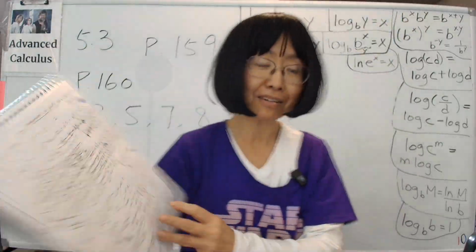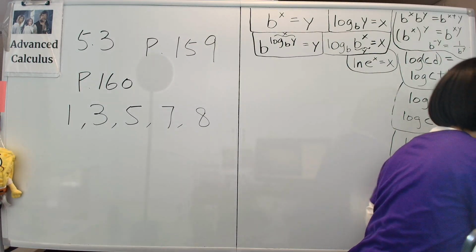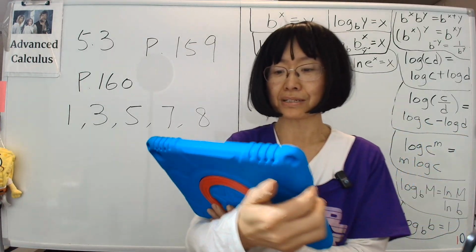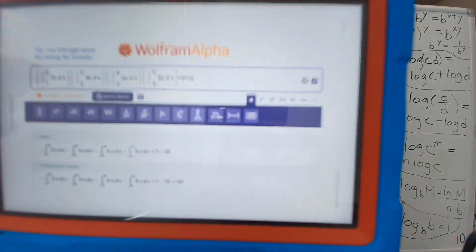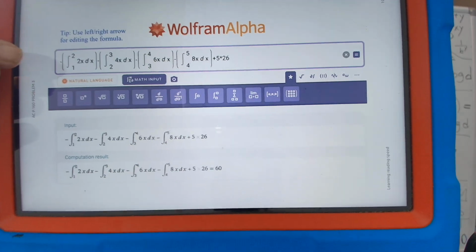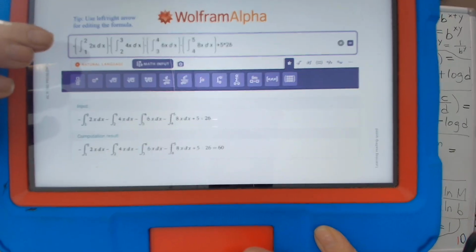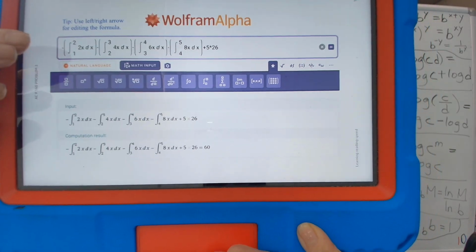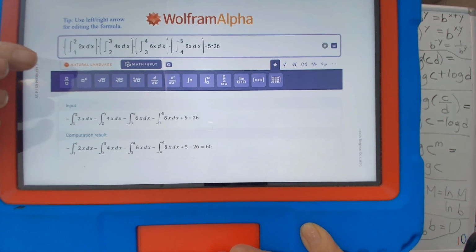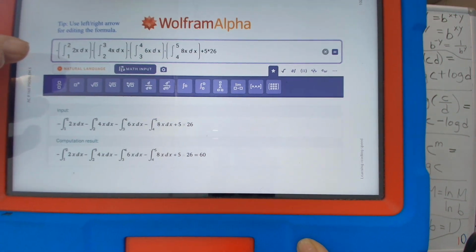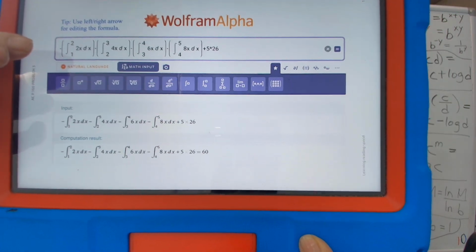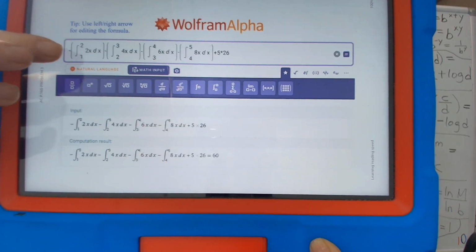Now, how did I get it to be 60? Because I used a calculator, because I wasn't about to do these integrations myself. They're not particularly hard to do, but there are too many of them. I'll do one and maybe two, but three is just too many. So anyway, I typed it into the Wolfram Alpha calculator.